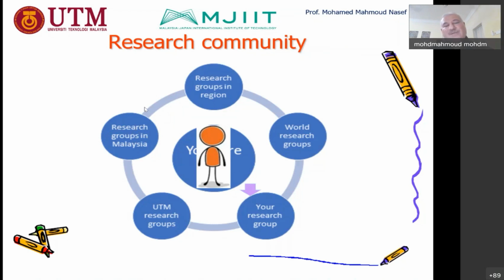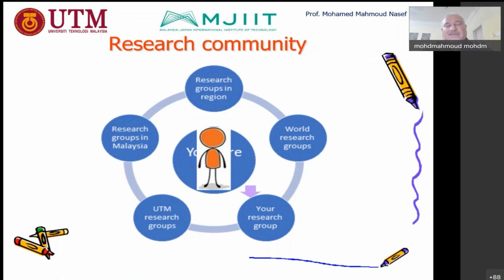And moving from the country to the region, maybe there is a very good research group in Singapore, or a very good research group in Thailand, or in Indonesia. And then the world groups working in a similar area. What does it mean here? It means you find yourself in a circle. Then you draw a bigger circle which involves UTM, another bigger circle which involves similar research groups in Malaysia, another which involves similar research groups in the region, and another big circle that involves the world research groups.